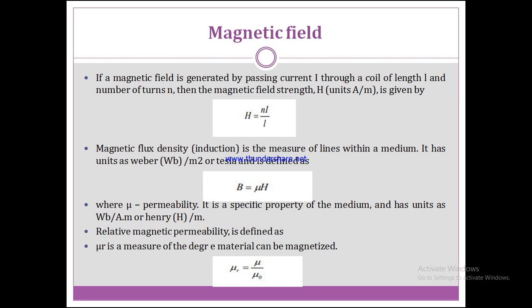The relative magnetic permeability is defined as mu r, which is a measure of the degree to which a material can be magnetized, and we can calculate mu r equals mu upon mu 0. So this is the information about the magnetic field.